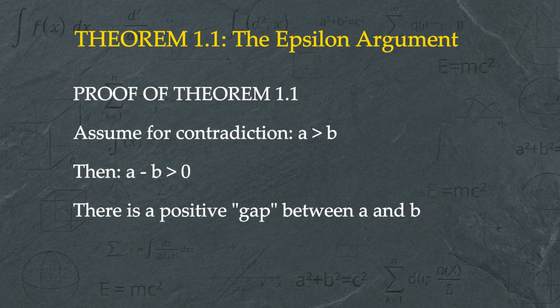Assume, for contradiction, that A is strictly greater than B. Then A minus B is strictly positive. There's a positive gap between these two numbers. Our strategy is to find a specific epsilon that fits inside this gap, creating a contradiction with our hypothesis.